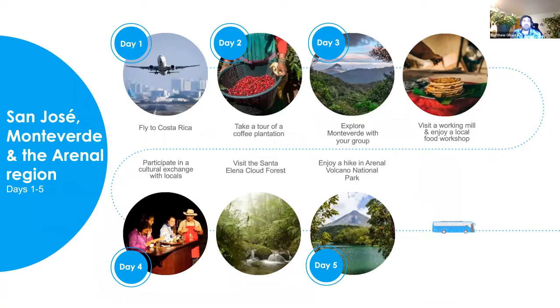Here's what our tour will kind of look like on the day-to-day. There are no direct flights from Seattle to Costa Rica. No matter which way you look at it, it's about 8 hours of flying to get there.